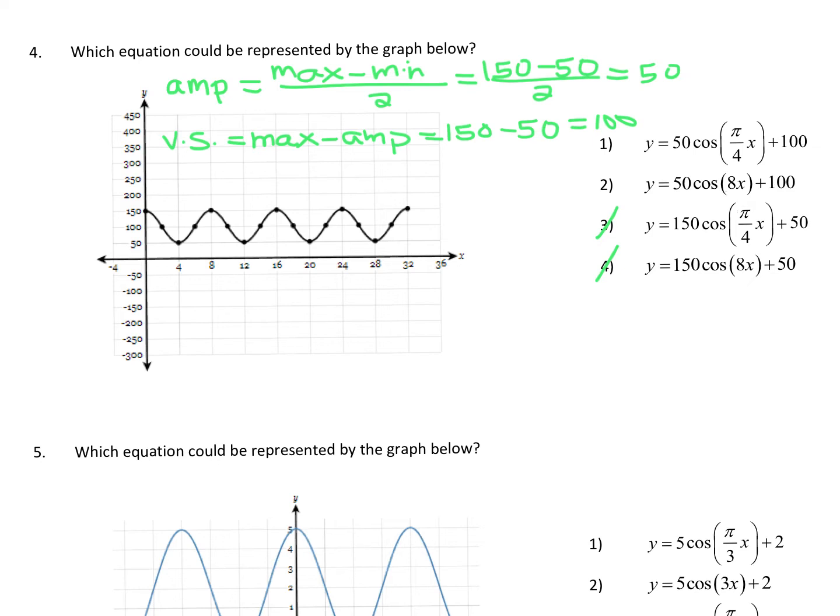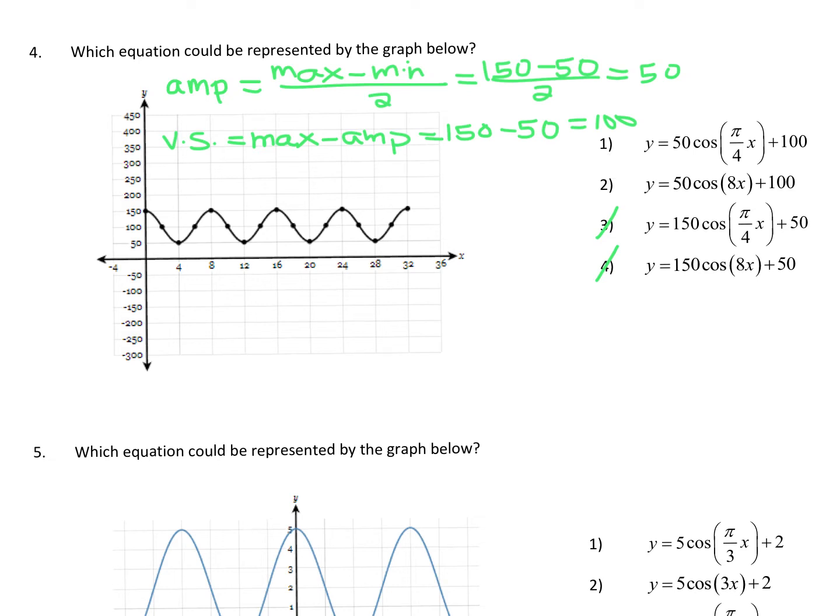Now, some of you may be able to tell. If your x-axis is in terms of numbers, we know we're going to have a pi as our frequency in the answer. If your x-axis is in terms of pi, most times those pi's are going to cancel off, and you'll be left with just the numerical frequency. So I could tell off the bat it's probably going to be choice 1, but let's just double check.